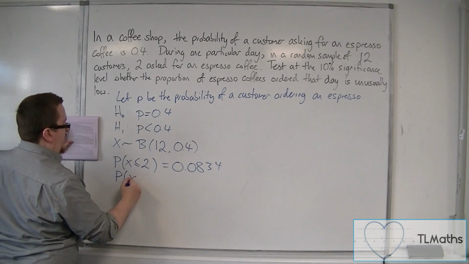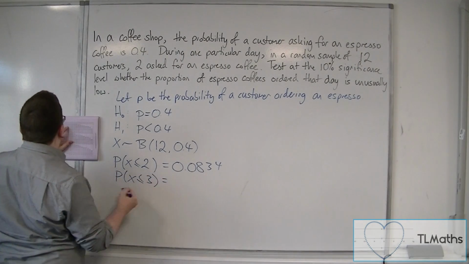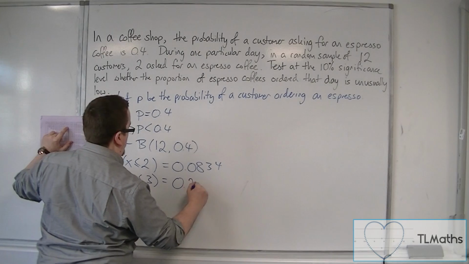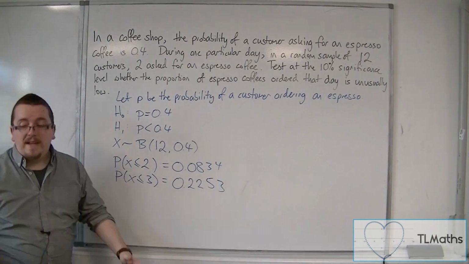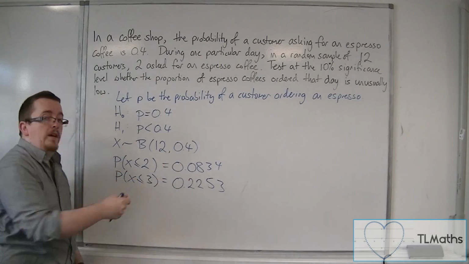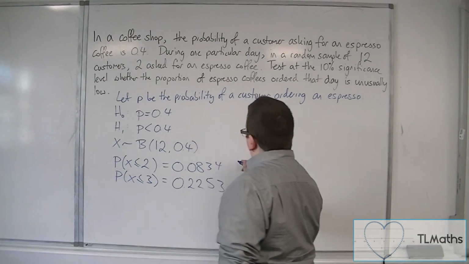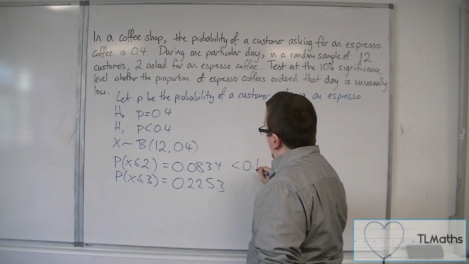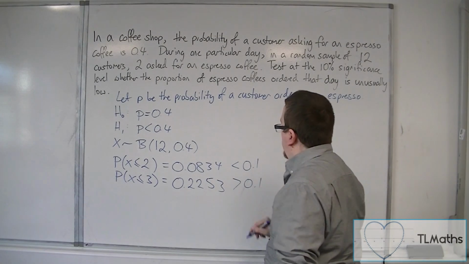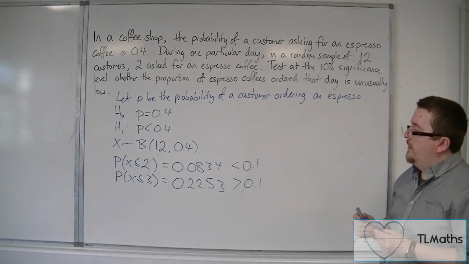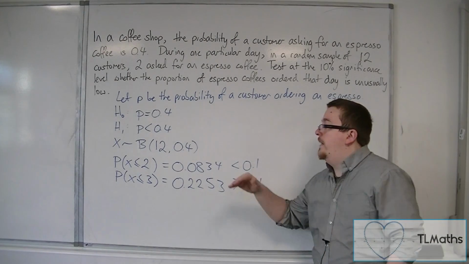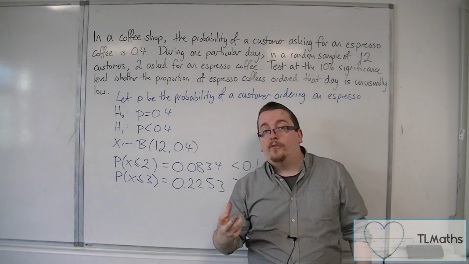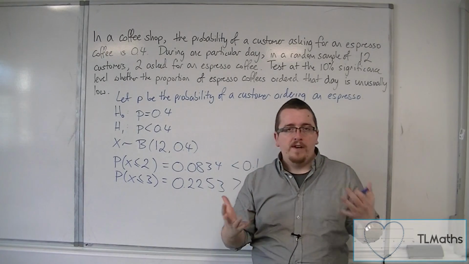And the probability of x being less than or equal to 3 is 0.2253. So you see what we're doing is we're getting this crossover point of the 10%. We've got one that is less than 10% and one that is greater than 10%. So what that's telling us is that 2 or less is our critical region.